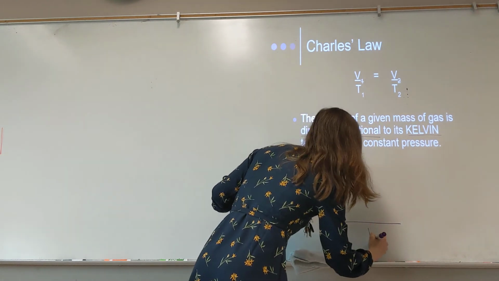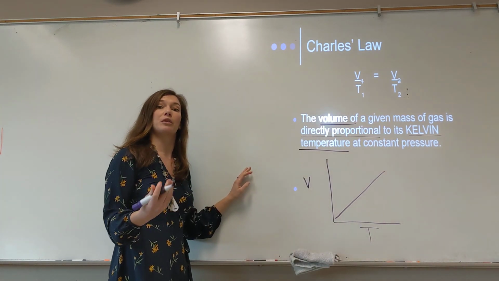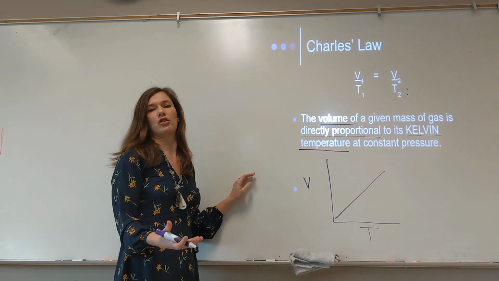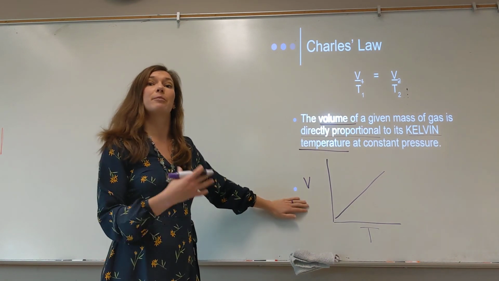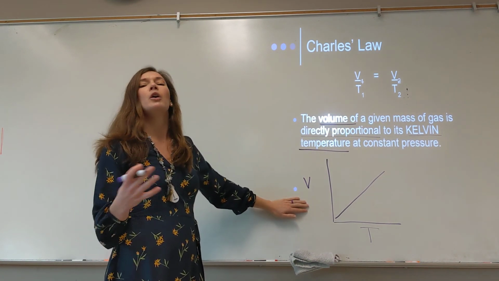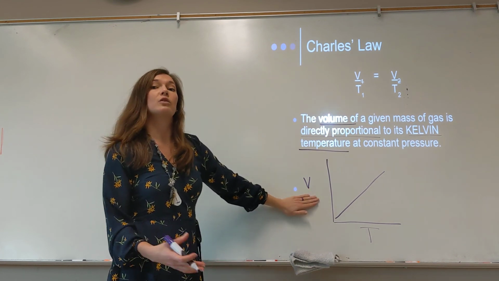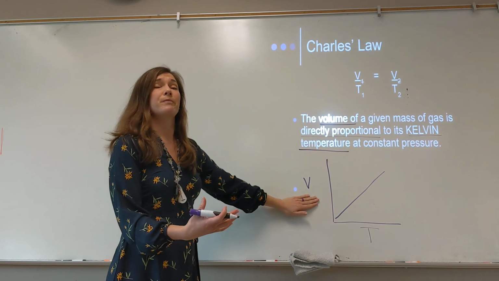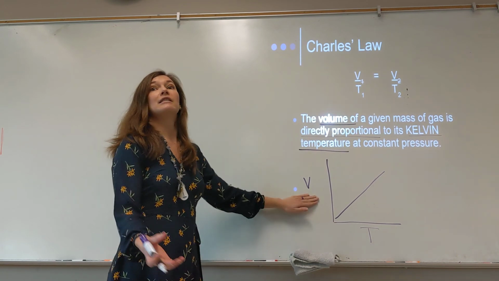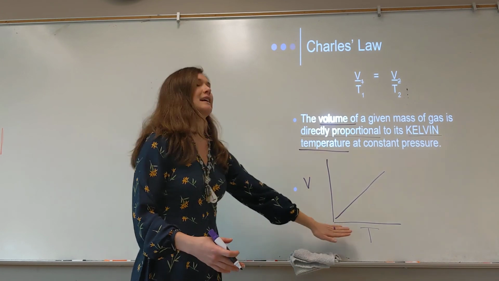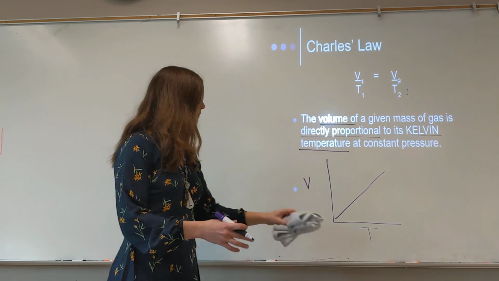So if we were to graph it, it would look like this. That's another way we can check our answers. If it says in the problem that temperature increases over time, we can check our answer and make sure that the volume increases. Or if the problem is changing volume and decreasing volume and asking for temperature, then the temperature should also decrease.